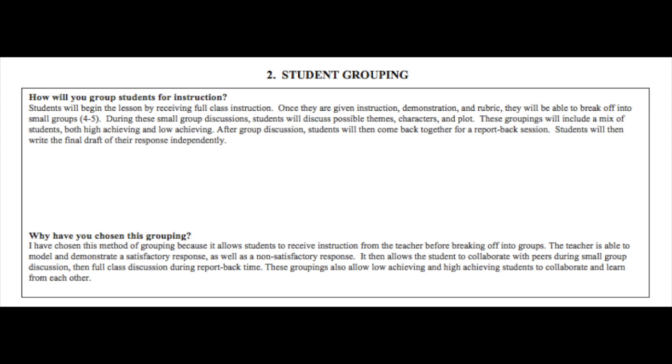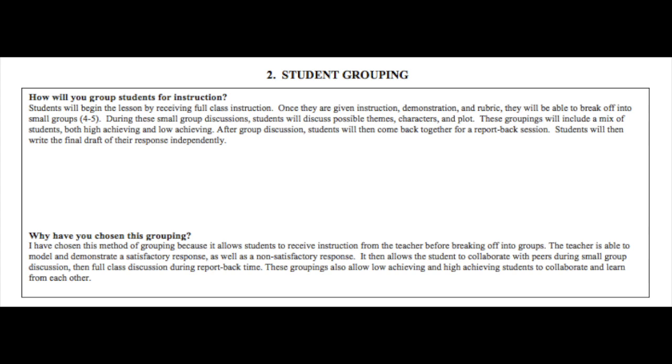So now we have part 2, student grouping. When we first come into class, we will have full class instruction. I'm going to be demonstrating what they're going to need to be doing. I'm going to tell them everything they'll need to know, give them their rubric, and then I'm going to let them get into small groups of 4 or 5 to discuss some of the themes and some of the characters.